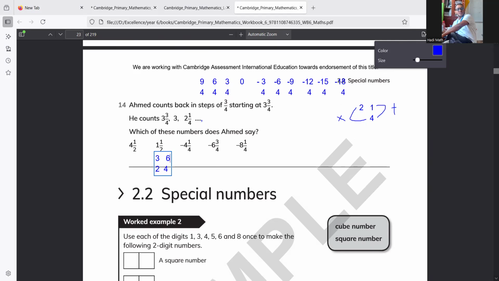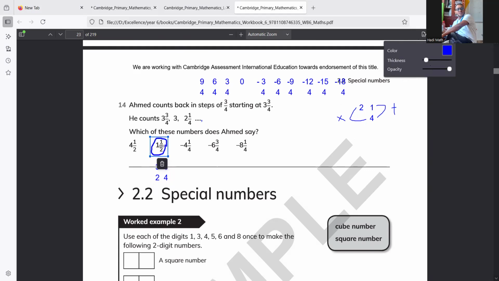6 over 4. Now the 6 is a multiple of 3, yes. So this number is yes. This is the most important thing. You make your denominator 4, and you see if the top number is a multiple of 3, then yes. So yes, this is part of the sequence. Go to the second one and do the same thing.